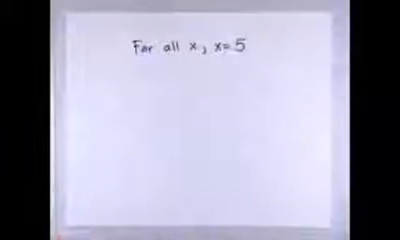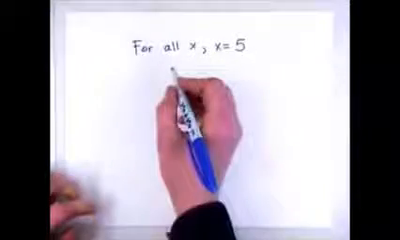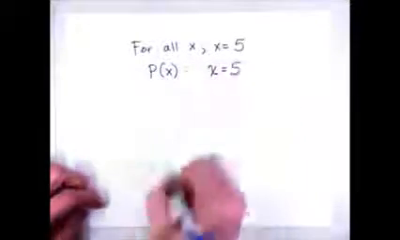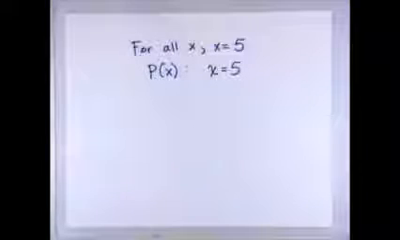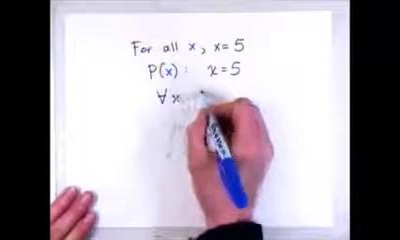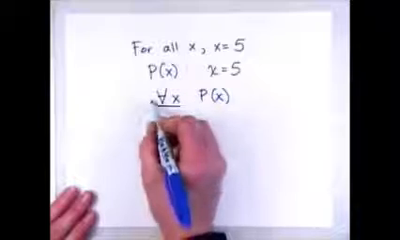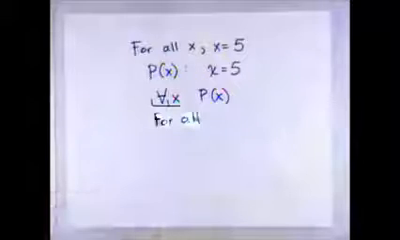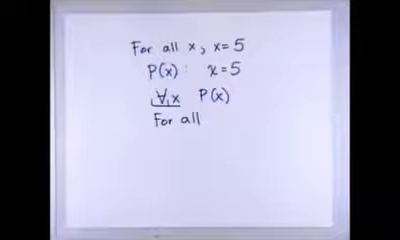So for all, we would rewrite for all x equals 5. First of all, we would define a predicate. We would say P of x is that x equals 5. That's my predicate, P of x. Then my predicate statement would be for all x, P of x. So this upside down A means for all. And someone invented that a long time ago, and we're going to have to use it.